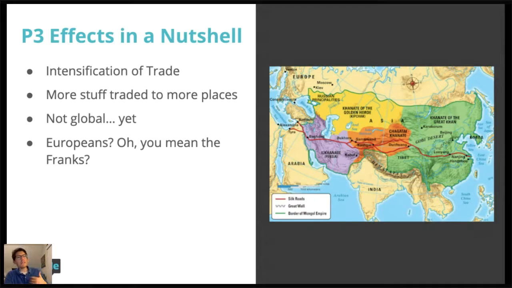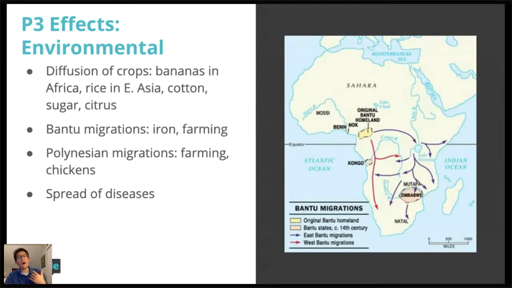So let's go beyond this and let's think a little bit more deeply about the effects of period 3's trade in the Indian Ocean, in the Trans-Saharan network, Mediterranean, in Afro-Eurasia, along the Silk Roads. And we're going to start with some environmental effects of this trade.